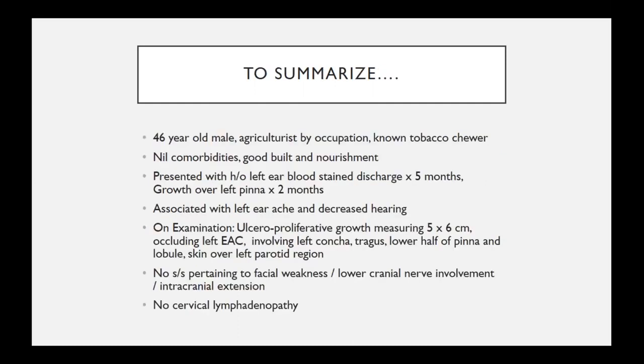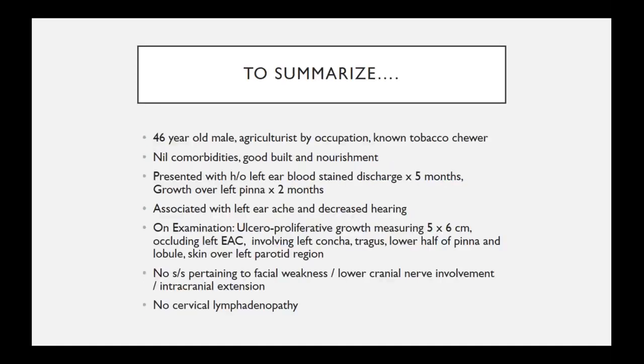To summarize the history and examination, a 46-year-old male, agriculturist by occupation, tobacco chewer with nil comorbidities, good built and nourishment, with a history of left ear blood-stained discharge and growth over left pinna associated with left earache and decreased hearing, presented with an ulceroproliferative growth of 5 by 6 centimeters, occluding the left EAC completely, involving the lower half of left pinna and extending to the parotid, retroauricular and mastoid area, with no significant cervical lymphadenopathy, and no symptoms pertaining to facial weakness, lower cranial nerve involvement, or extratemporal extension.